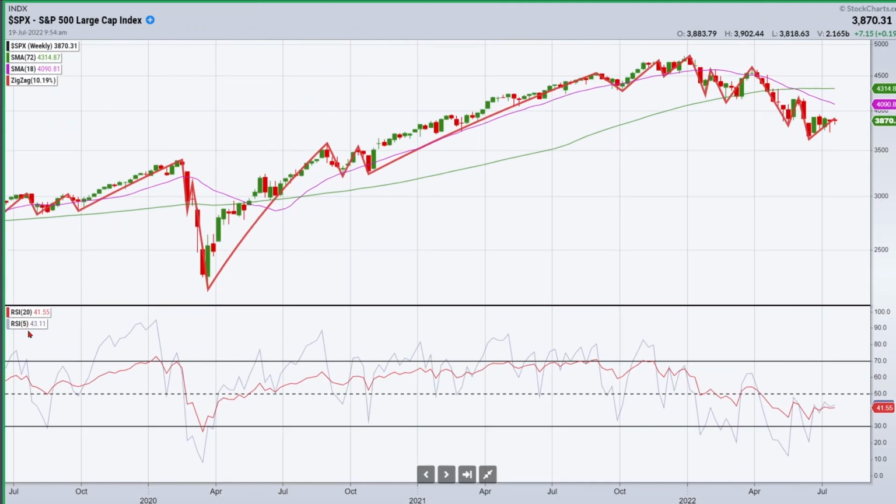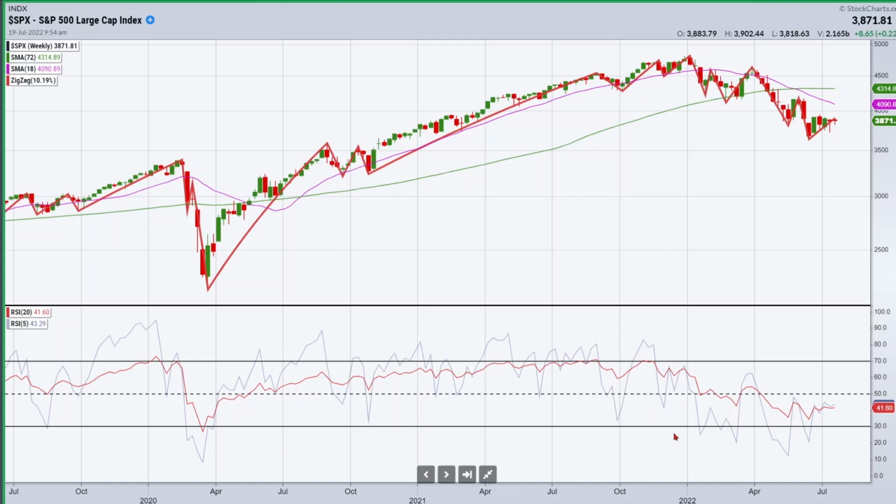This is RSI, and I've got RSI 20 and I've got RSI 5. So the red line is RSI 20. Now, the 20 line is sort of telling us the strength of the trend. When it's below 50, the trend is bearish. The 5 line kind of helps us with overbought, oversold.